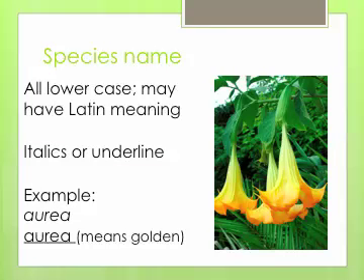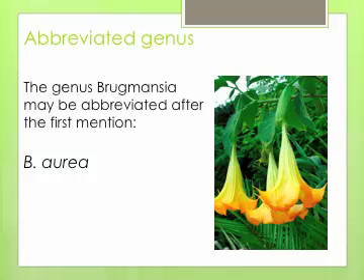The species name is the second one. The species name should all be in lowercase, and again, it should be in italics or underlined. The species name may be kind of odd because often it originates with some Latin language or meaning. In Latin, aurea means golden. So you can see that if you know Latin, aurea really describes the flowers of the plant. Finally, we can abbreviate the genus name. So let's say that I'm reading about Brugmansia and the author doesn't want to spell out Brugmansia over and over, so they would abbreviate it with a capital B and period, and then put the species name.